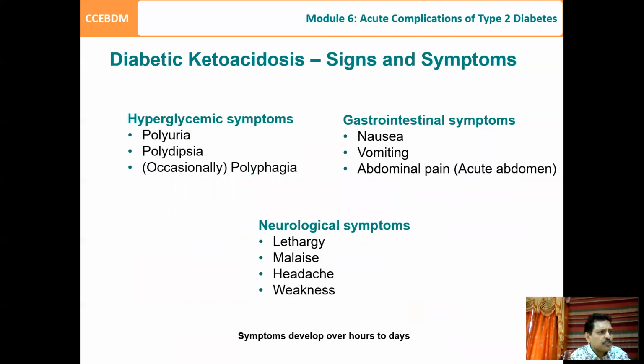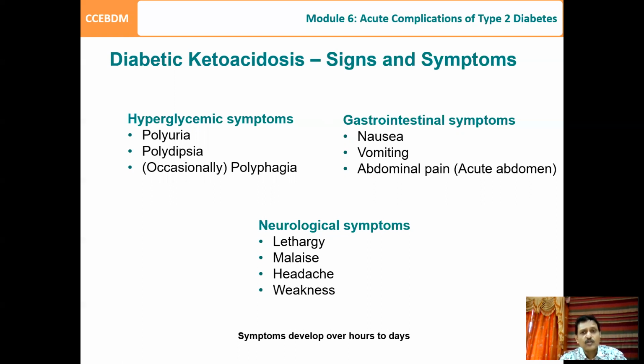So when a patient develops diabetic ketoacidosis, you will find the symptoms of hyperglycemia, because it is a severe degree of hyperglycemia. So you'll find there will be polyuria, polydipsia, polyphagia. And because there is a ketone body, there is an acidosis. Once there is an acidosis, this acidotic state is associated with GI symptoms: nausea, vomiting, abdominal pain. Some of the patients may present with acute abdomen.